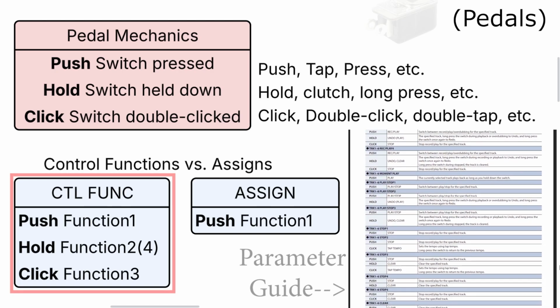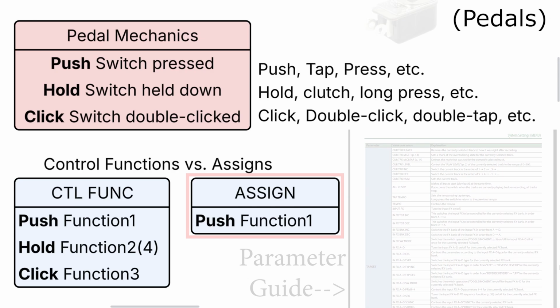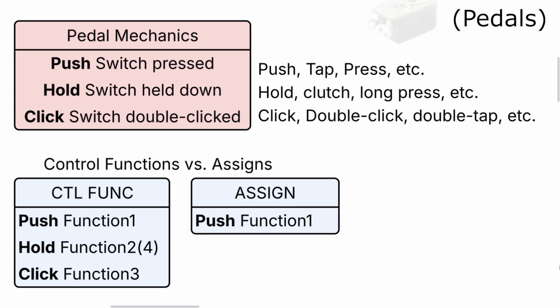Well, with that in mind, you can assign 2 different things to a single pedal. You could either assign a control function, which there are many, or an assign, which there are many. The control functions usually have between 1 and 4 different functions within that single control function. An assign only ever has 1. So let's look at a quick example.